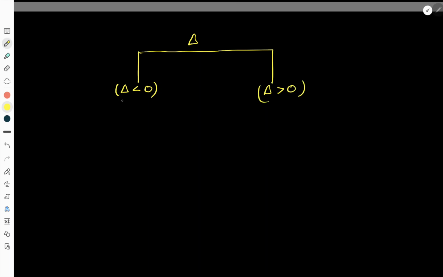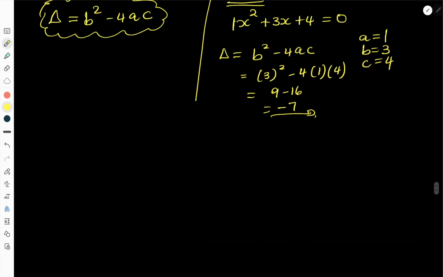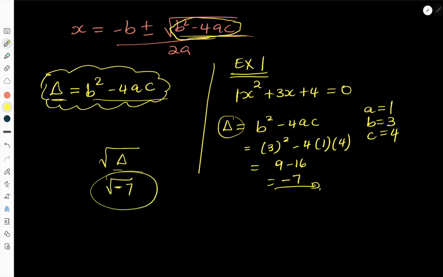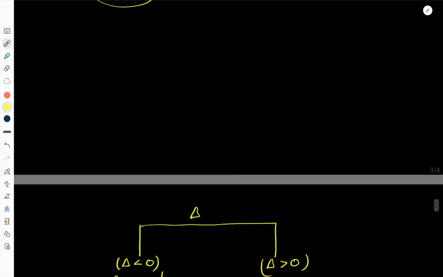So when delta is less than 0, meaning that when you get a negative answer after calculating your delta, it means that the roots are non-real. Why is it so? Remember, your delta is within a square root, b squared minus 4ac. That is your delta within the square root. Now, your delta in this case is negative 7. So when you get negative 7, then the roots will be non-real. I hope it makes sense. Because of a negative square root.